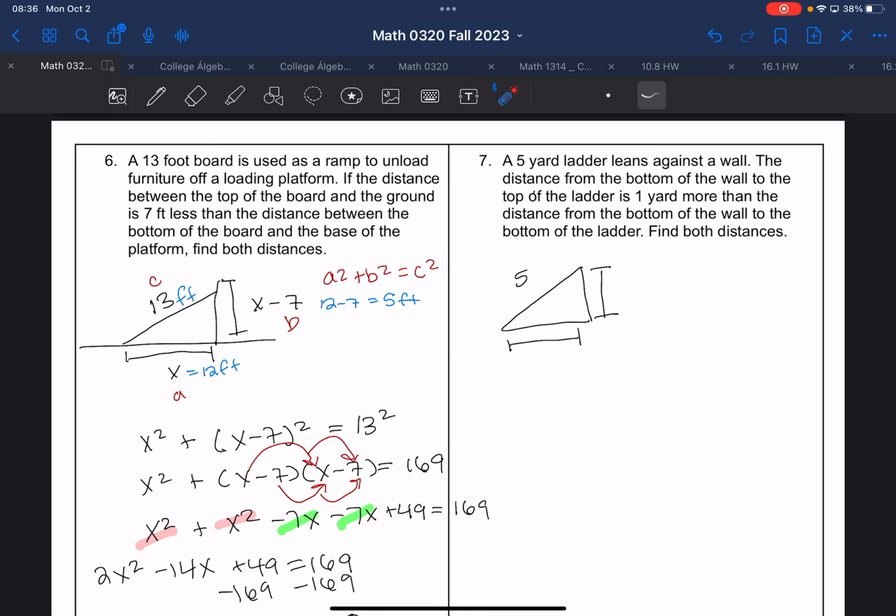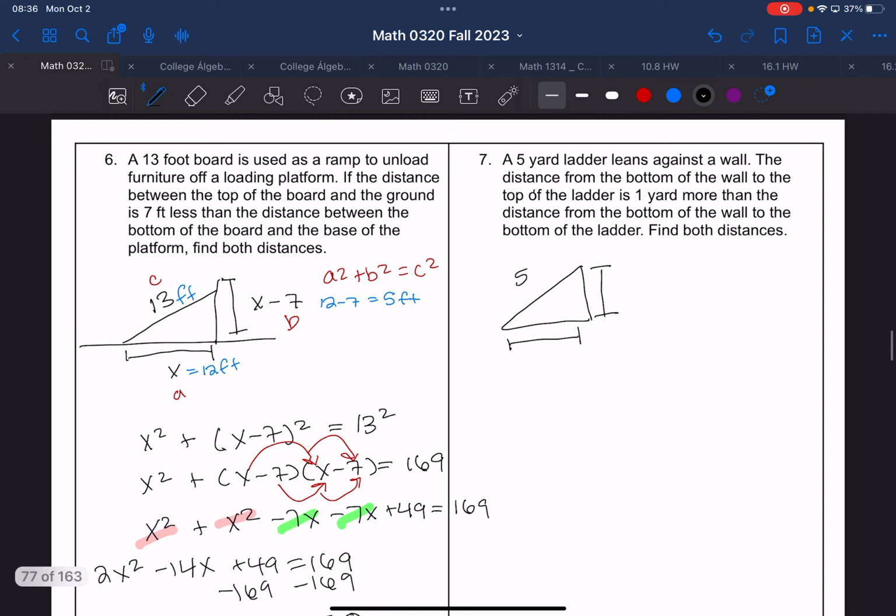So we have to name a variable. We can choose any variable, but let's not confuse it with the A, B, and C of the formula. So we would typically just use X. And it says 1 yard more, so X plus 1. So it's looking similar to our other diagram. What is going to represent the bottom part? X. Just X.